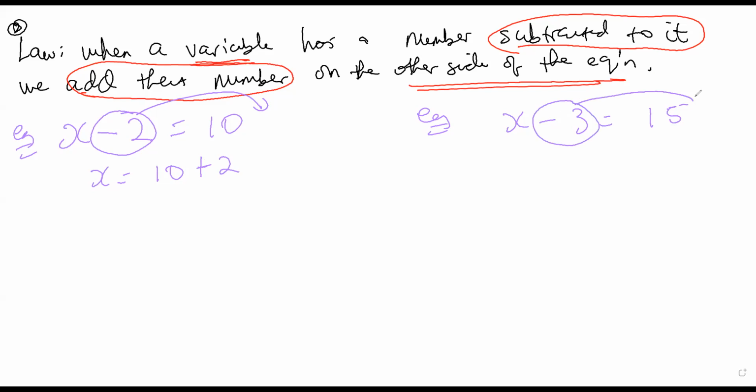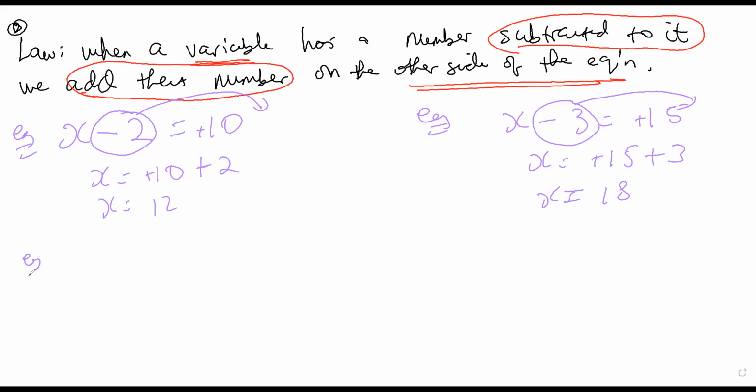This one here, x is equal to 15 plus 3. So this is equal to 12, and here it is equal to 18. So think about it. When a variable has a number subtracted to it, we add that number on the other side of the equation. The right hand side number remains the same. You keep whatever sign you had there before, and we're good to go.